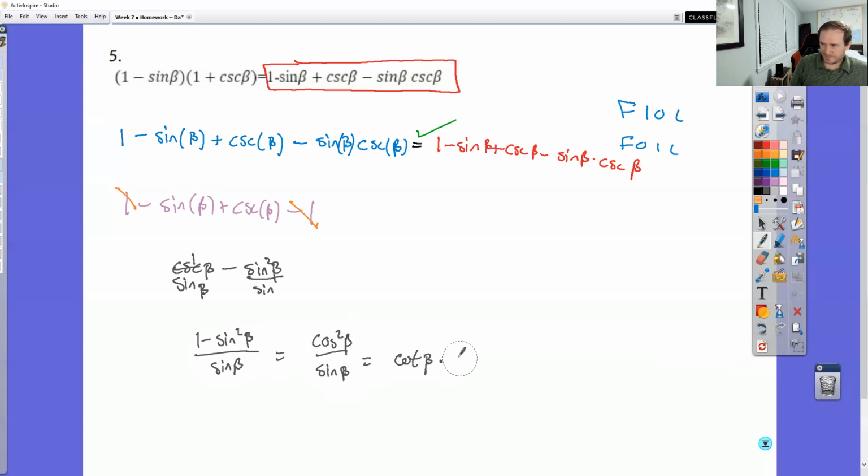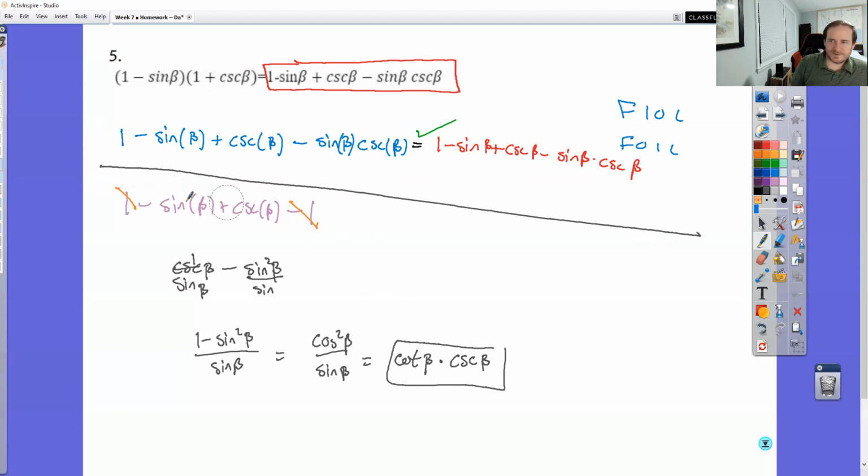Times a 1 over sine, which is a cosecant. That would probably be your best simplified answer. And again, I'm just doing that for the sake of argument. This homework was about verifying. When you're verifying, you stop right here. You're done. I'm just doing this to give you guys another look at what simplifying might look like.